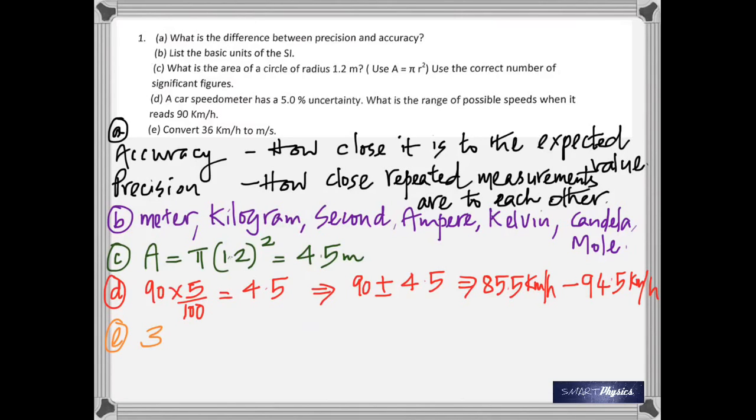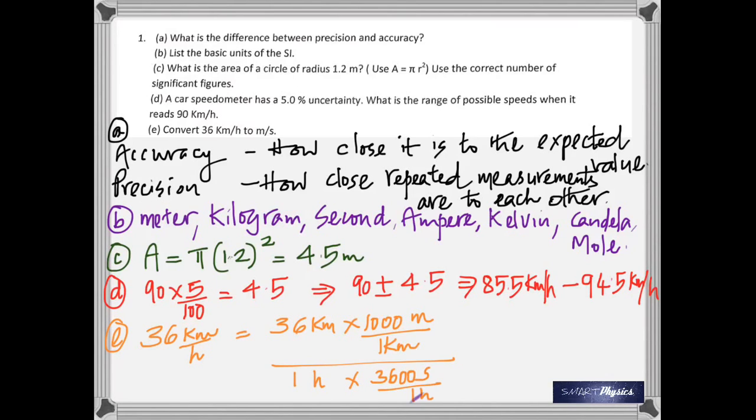Convert 36 km per hour into meter per second. 1 kilometer is 1,000 meters. So 36 kilometers multiplied by 1,000 meters in 1 kilometer divided by 1 hour. And there are 3,600 seconds in an hour. The hour cancels, the kilometer cancels, and you get 10 meters per second.